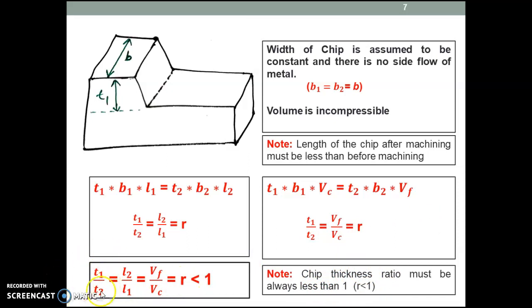So during calculation or during a problem, if the ratio is greater than 1, then your chip thickness ratio is wrong. Just reverse it. In that way, we will calculate the chip thickness ratio, and it is an index which will show the plastic deformation during the machining operation.